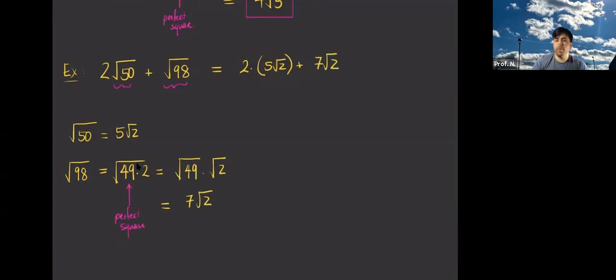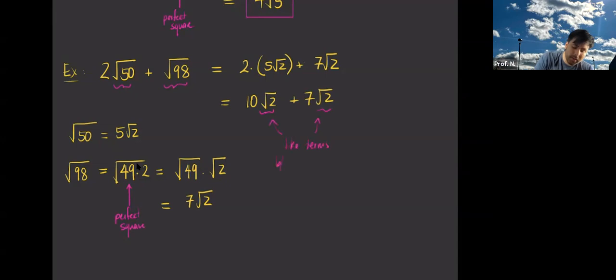Now, whenever you multiply a number with a radical, you just multiply the numbers on the outside, because 2 times 5 rad 2 is like saying 5 rad 2 plus 5 rad 2. It's like adding 5 apples and another 5 apples, so I have a total of 10. 10 rad 2 plus 7 rad 2. But now look what you notice. Now these are like terms.